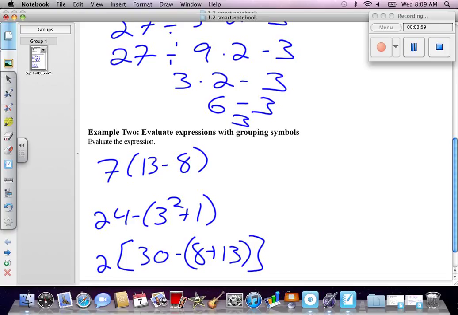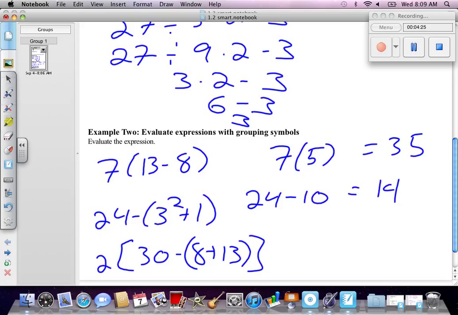Alright, so let's do this. 13 minus 8 is 5. 7 times 5 is 35. If you've got the wrong answer, just figure out why and fix it. Next one, we've got 3 squared is 9 plus 1 is 10. 24 minus 10 gives us 14.